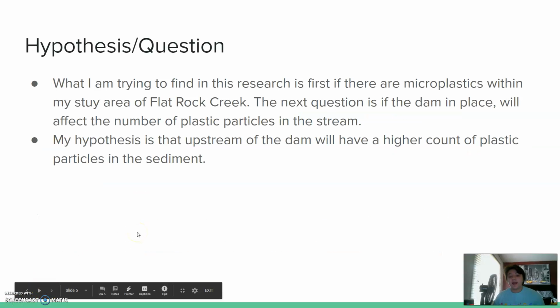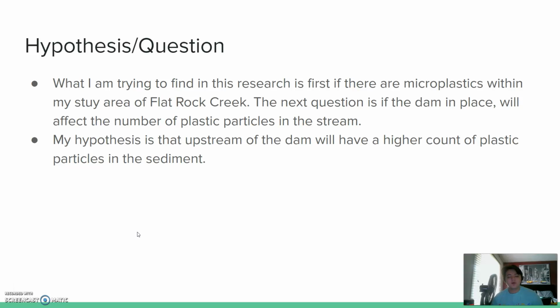So what I'm trying to ask in this project is, first, I'm trying to see if there are any microplastics residing within the creek that's right behind my house. And then the next thing, building off of that, is, since there is a dam in place, I'm trying to see whether the sediment upstream from the dam or downstream from the dam would have a higher count of plastic particles, and to see if a dam can actually have a positive effect on the count of plastic within a certain area.